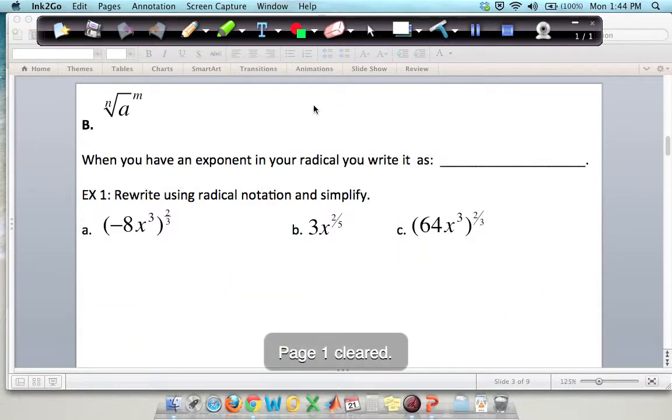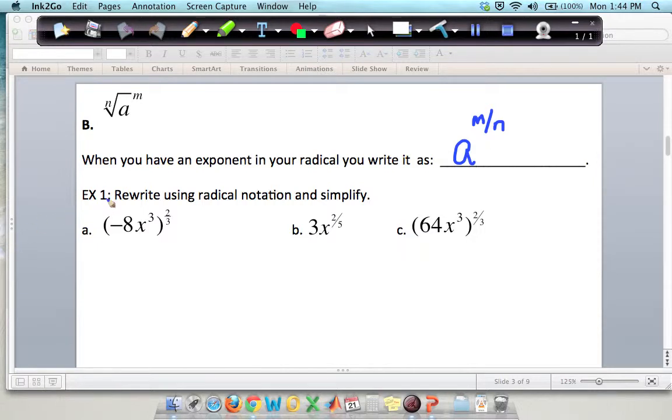Okay, let's look at when you have an exponent besides 1. So in this case, we have the nth root of a raised to the m power. So when you have an exponent in your radical, you write it as a to the, instead of 1 over n, it would be m over n. So you still have your exponent as your numerator and your index as your denominator.